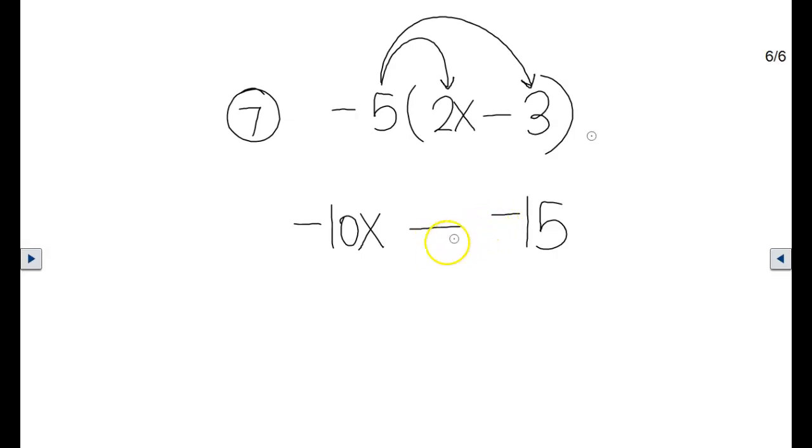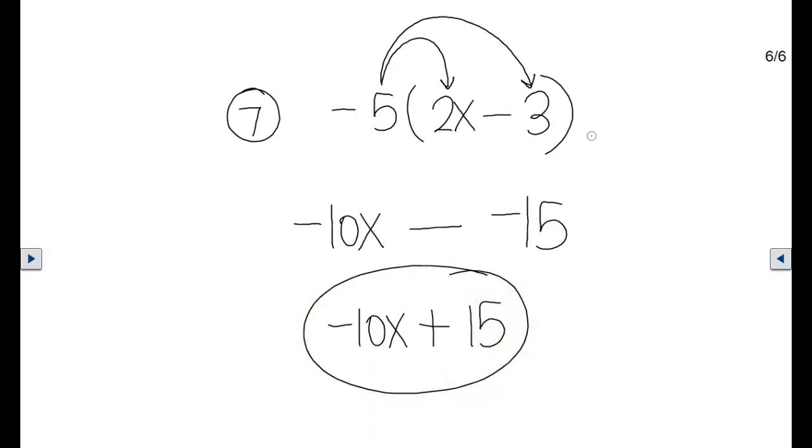We don't want two signs here, we want just one, so we keep it -10x, change it minus to plus, change it -15 to +15. So hopefully you ended up with -10x plus 15. Notice your 10 stayed negative. Your -15 is now a positive, and that happened because negative times negative made that positive right there.